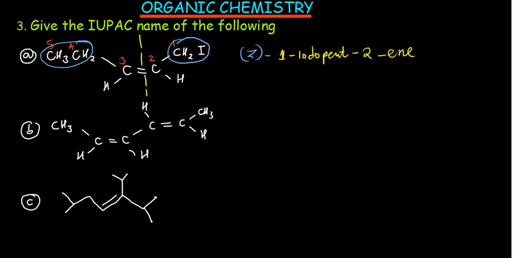If this group was down and the other one is on top, that would have been called an E isomer. So that would have put E in front.